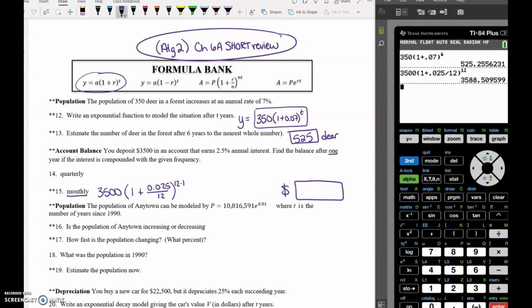Do not do any commas in your answer. Just type in 3588 point, and it says 0.509, so I'm going to round that to 51 cents.